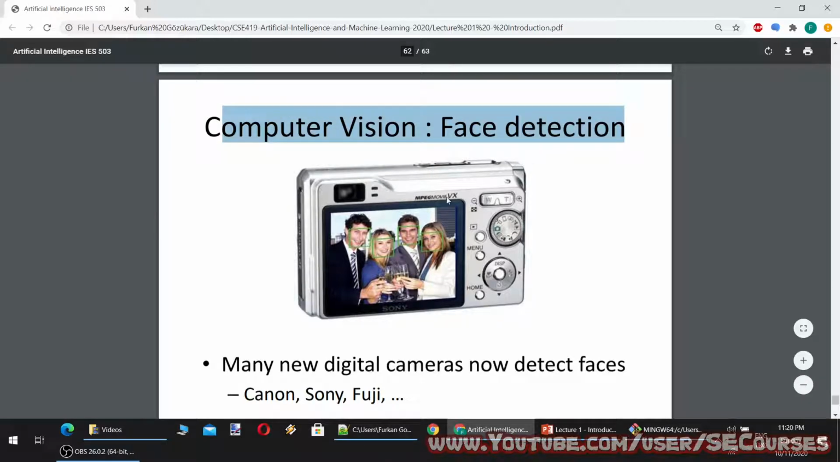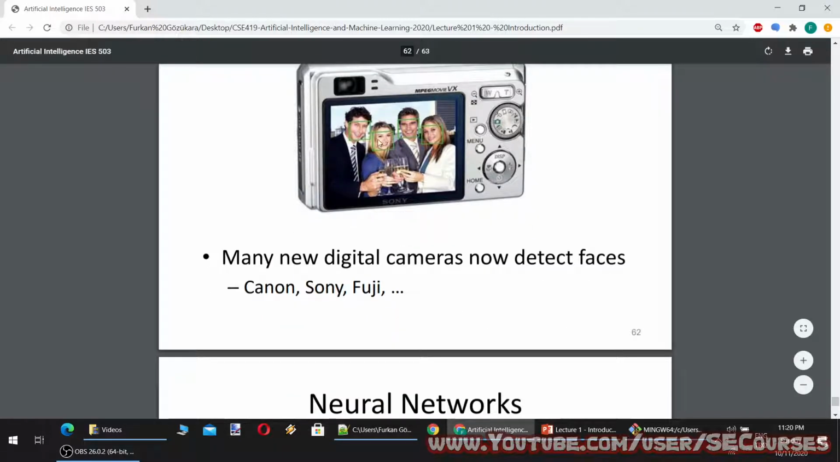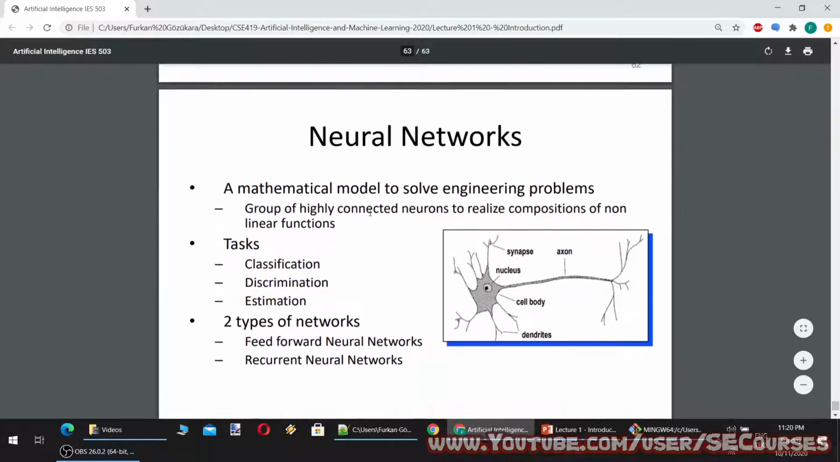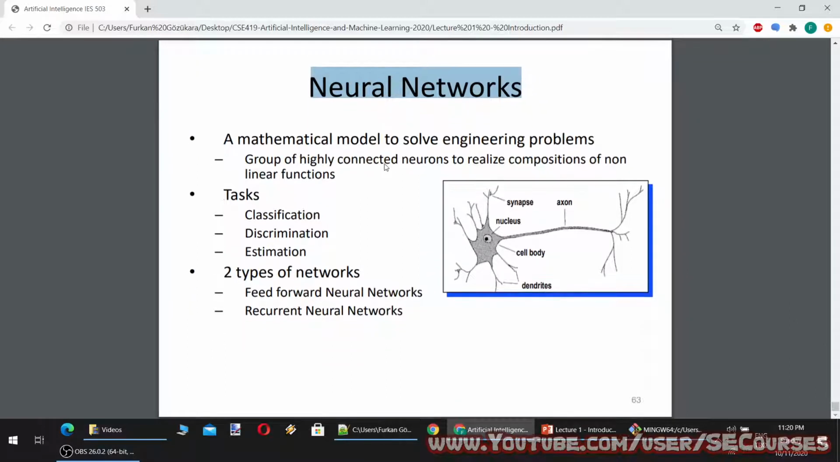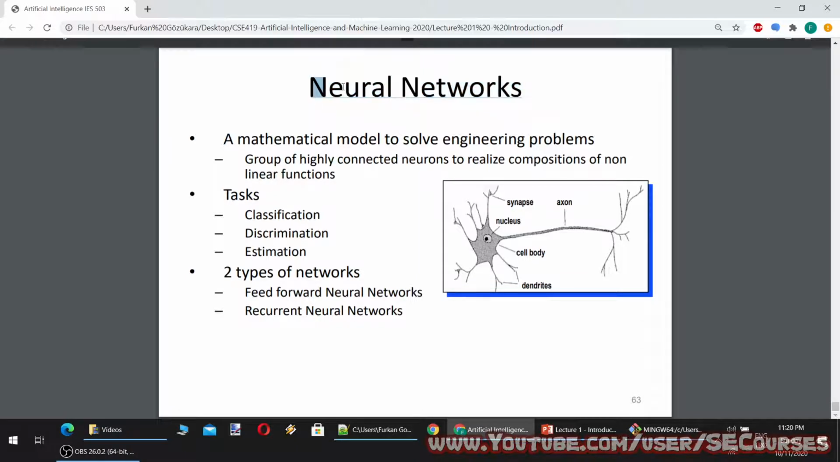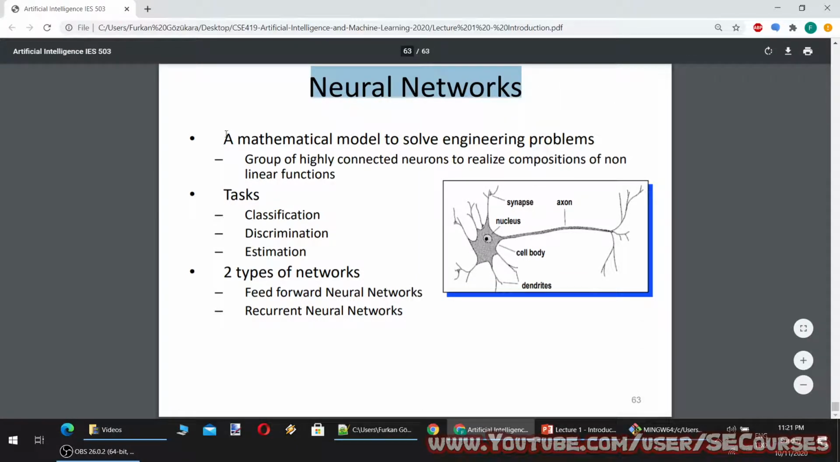For face detection, in this case, it just tries to focus on the faces, so determine what is a face, how does it look. Neural networks is another massive area of artificial intelligence, and it's also part of machine learning.